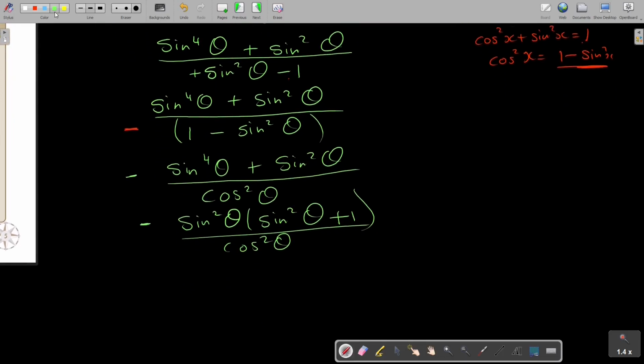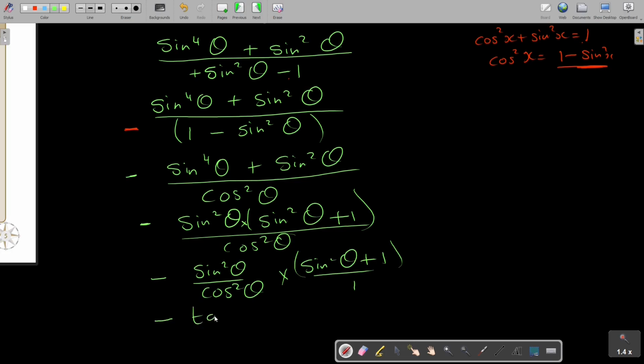So I'm going to have my negative sin squared theta over cos squared theta multiply. Because there's a multiply, then that sin squared theta plus 1 over 1. I'm just writing it like this. And then it's negative tan squared theta, and it doesn't matter if it's 1 plus because it's the same sign. So 1 plus sin squared theta.